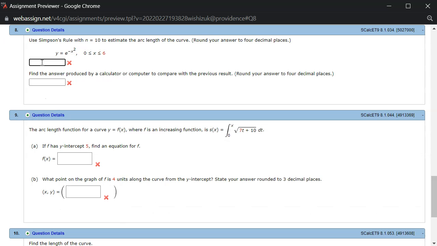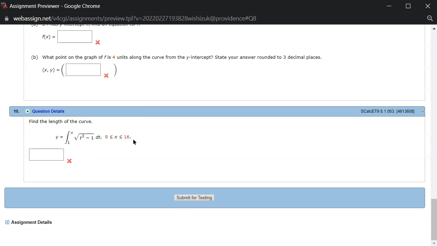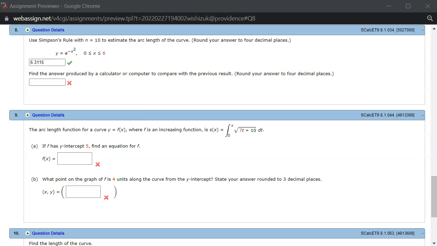So we got 6.3115. Let's check the answer. All right, I came back and it looks like we got the first part correctly.